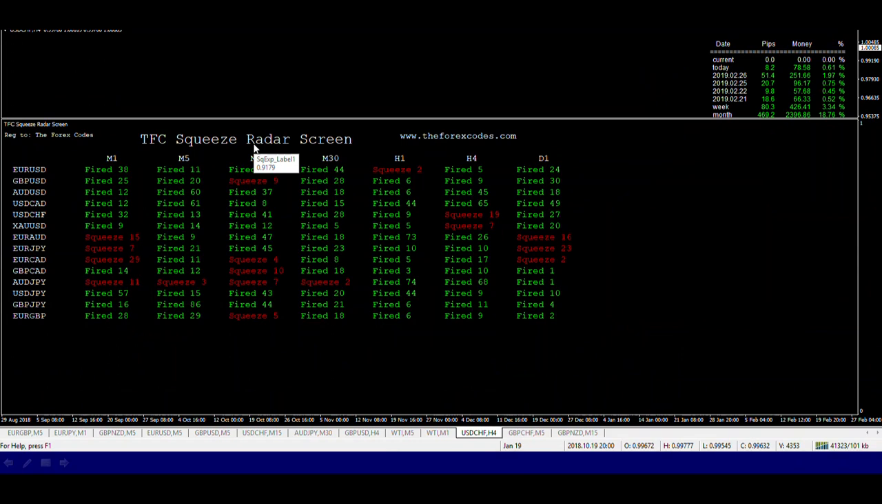Now, the TFC Squeeze Radar Screen is revolutionary software. I'll say that again. It's revolutionary software, even for Metatrader 4. And I don't think anything's been done like this. I had this written for myself several years ago, so I've been making money off this for years and not released it. But I'm about to do so now. So let's take a look.